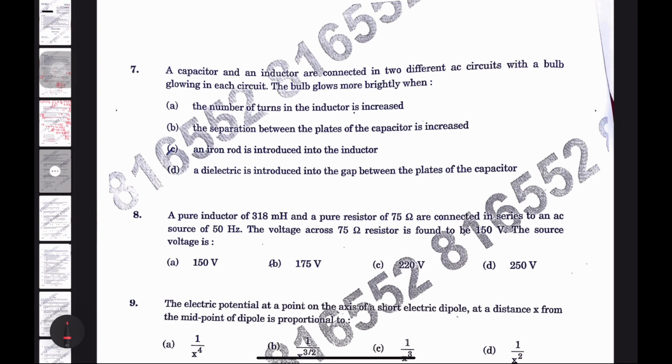So here we have to be careful. Most of my students have marked an iron rod introduced into the inductor, but this is not the right option, because we know XL is equal to L omega. When we introduce an iron rod inside the inductor, L will increase, and correspondingly XL will increase. But Xc is equal to 1 upon omega c. So when a dielectric is introduced into the gap between the plates, the capacitance of the capacitor will increase, therefore Xc will decrease. If Xc decreases, the bulb will glow more brightly. So D is the correct option for question number 7.